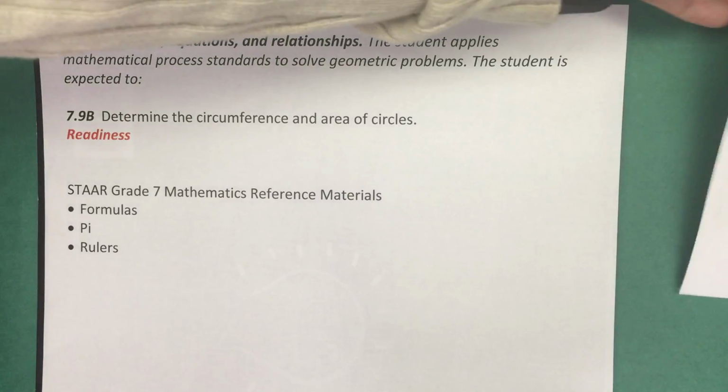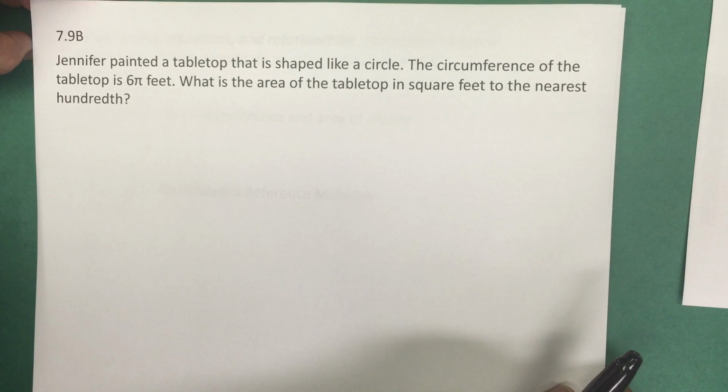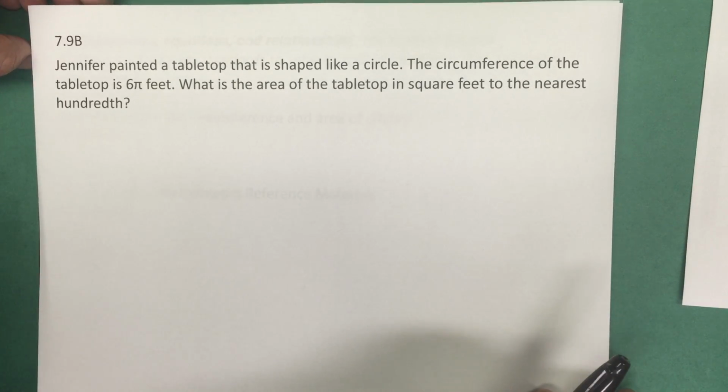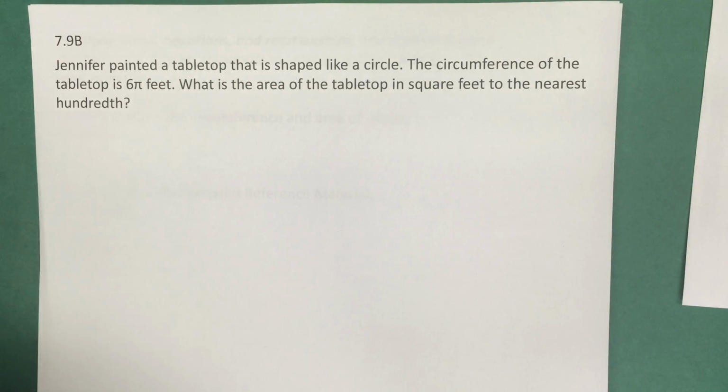So let's look at one of the released items from the 7th grade STAAR test, and this is from the 2016 test. The problem says, Jennifer painted a tabletop that is shaped like a circle. The circumference of the tabletop is 6 pi feet. What is the area of the tabletop in square feet to the nearest hundredth?